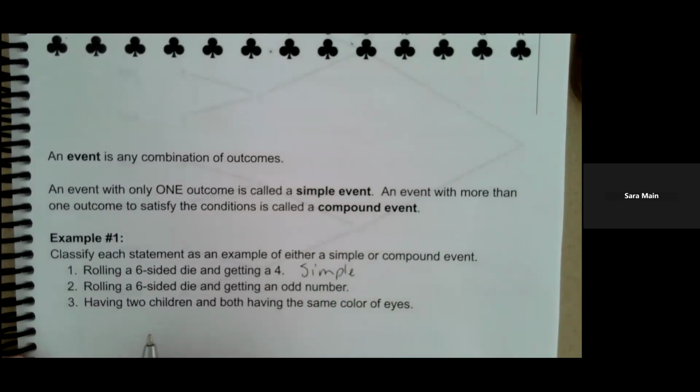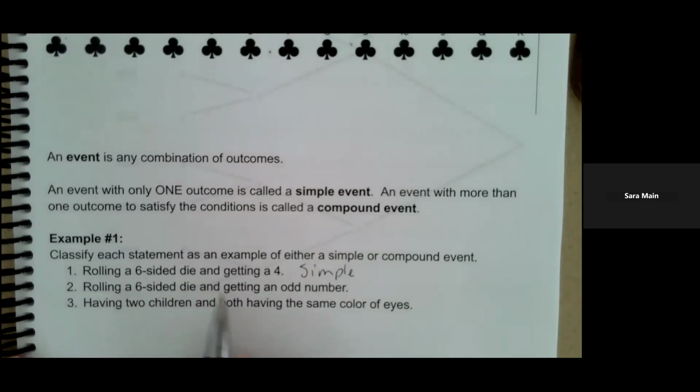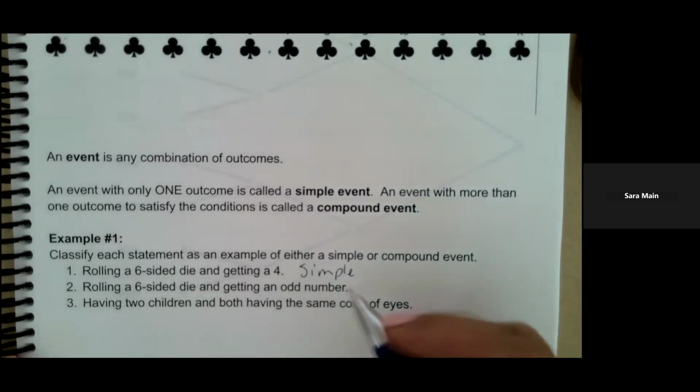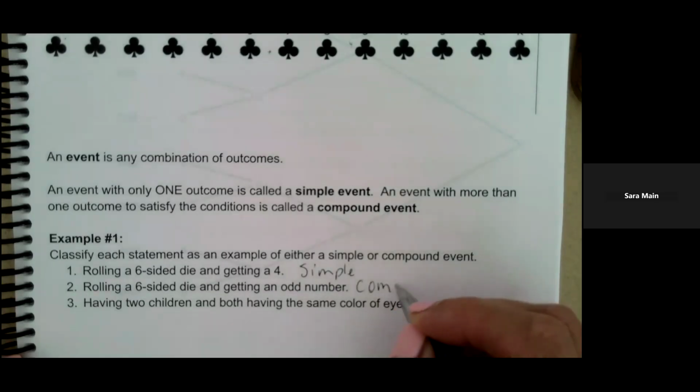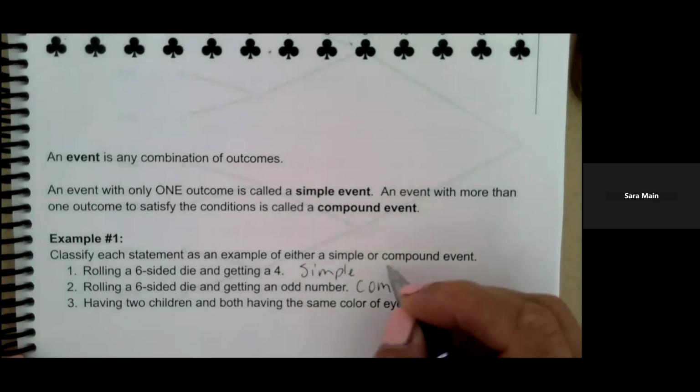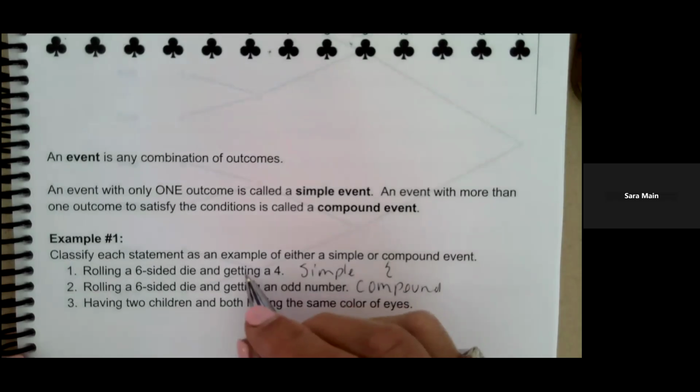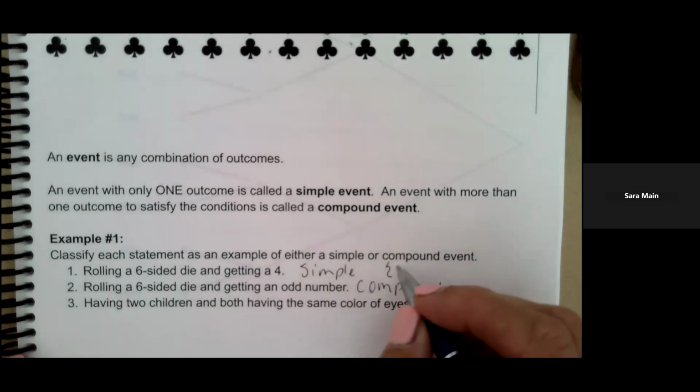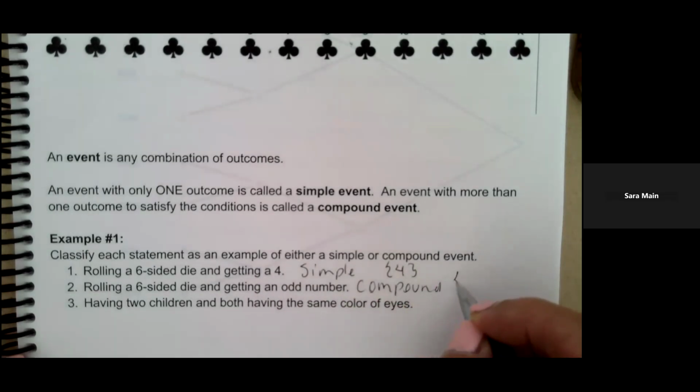You can only get that in one way. But if we were to roll a 6-sided die and get an odd number, there's more ways to satisfy the odd number. We could get a 1, a 3, or a 5. So this would be considered a compound event. And so the outcomes in this first sample space would just be 4. The outcomes here would be 1, 3, and 5.